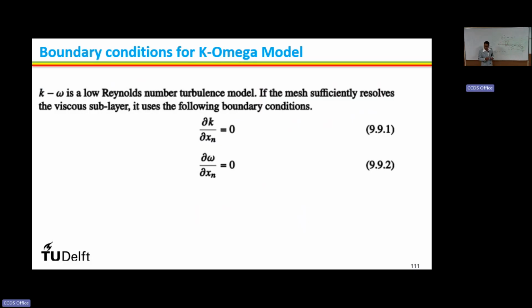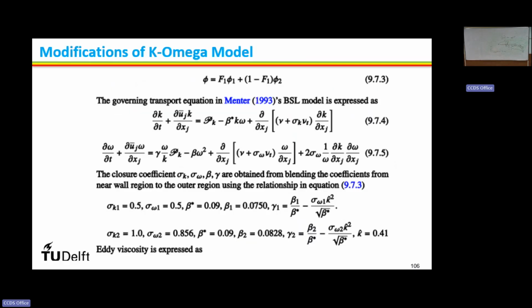Yes, based upon the magnitude of the shear stress, the blending is taking place. If the shear stress vanishes somewhere, then it is ideally behaving like the K epsilon model. If the shear stress is high somewhere, it is behaving like the K omega model. The phi term is the coefficient, any coefficient. Basically the blending function is dependent on what?